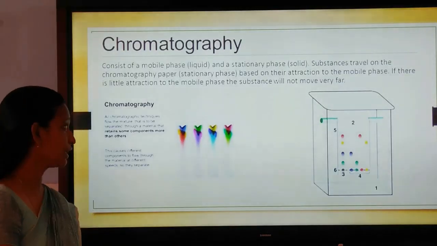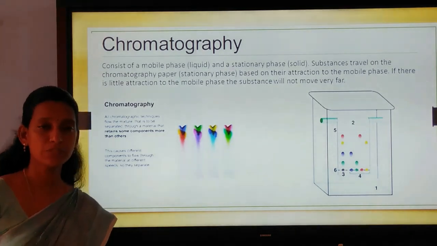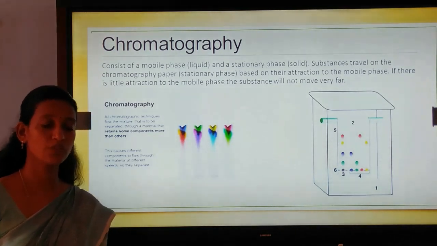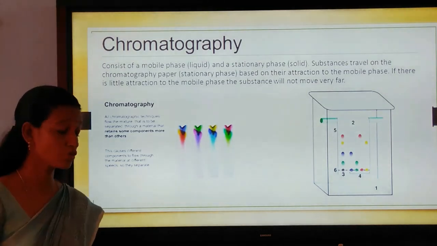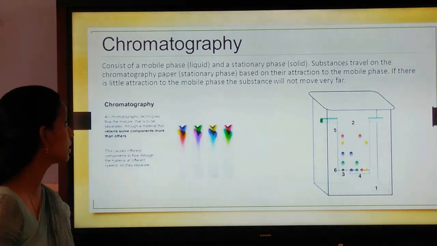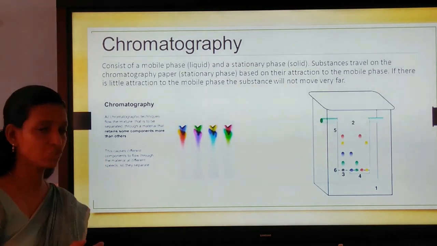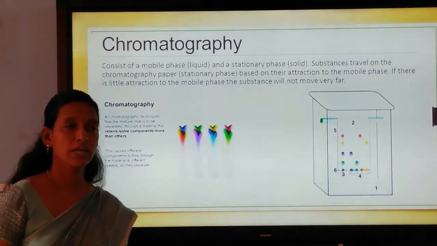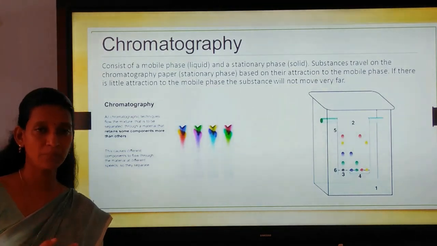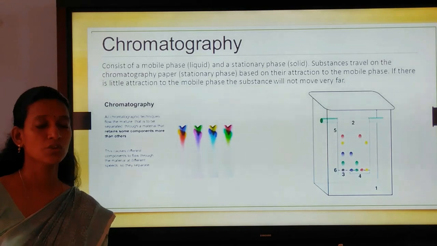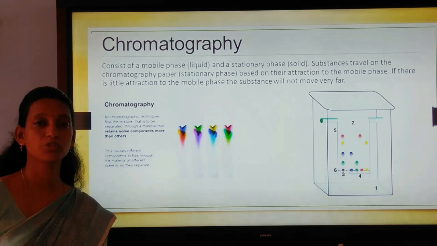The fifth method of refining is called chromatography. Chromatography is based on the principle that different substances are adsorbed on the surface of an adsorbent to different levels. That is, usually the process of chromatography consists of a mobile phase and a stationary phase. Stationary phases are usually solids and mobile phases are usually gases or liquids.